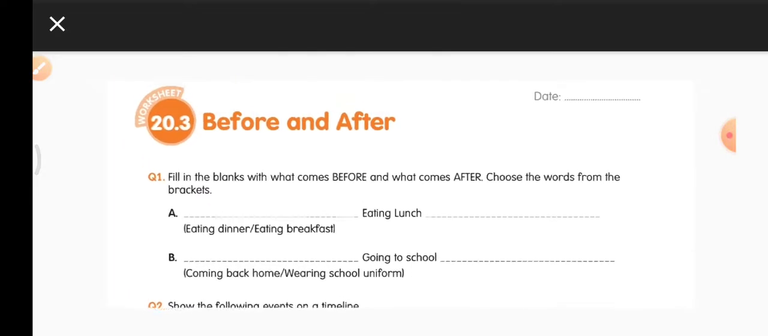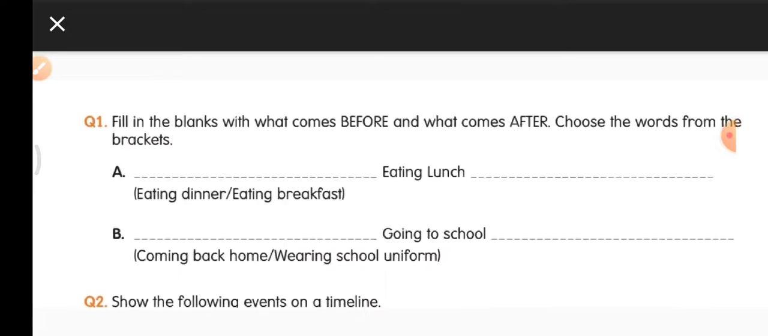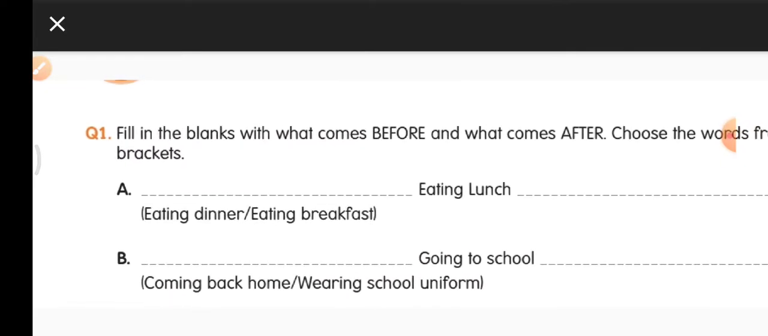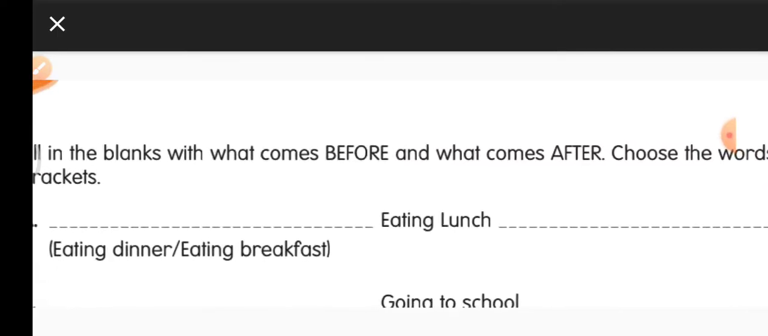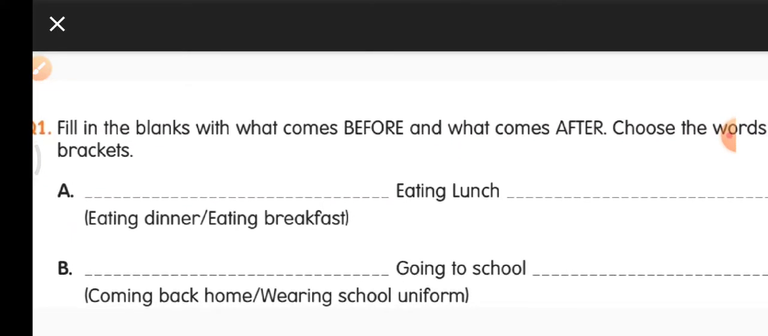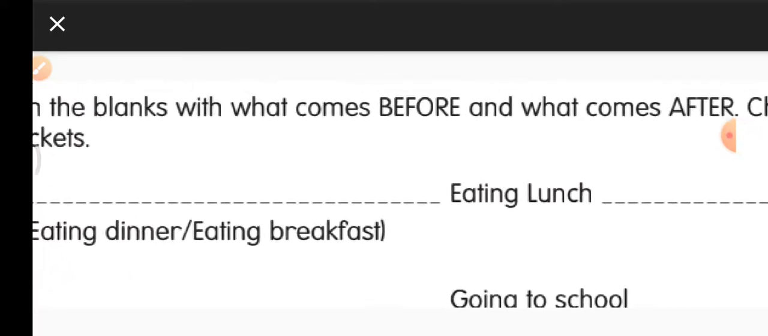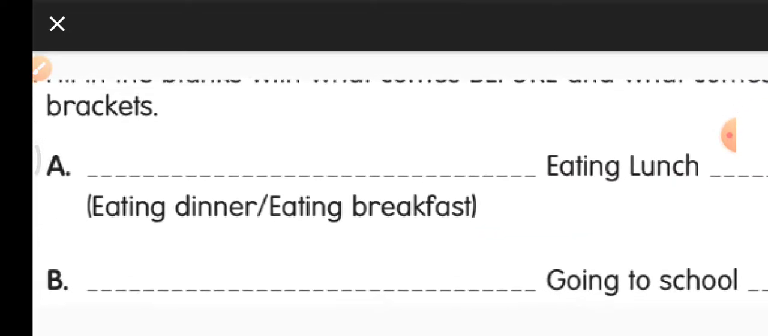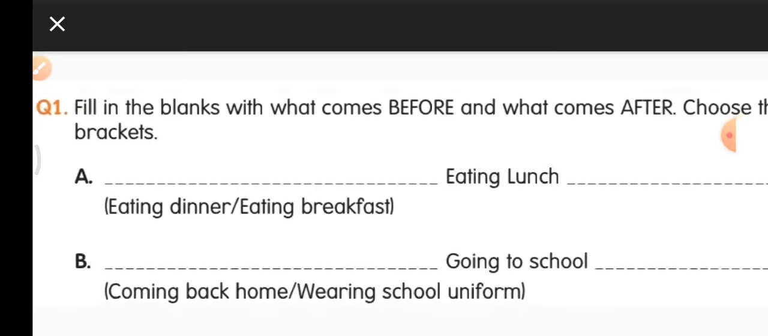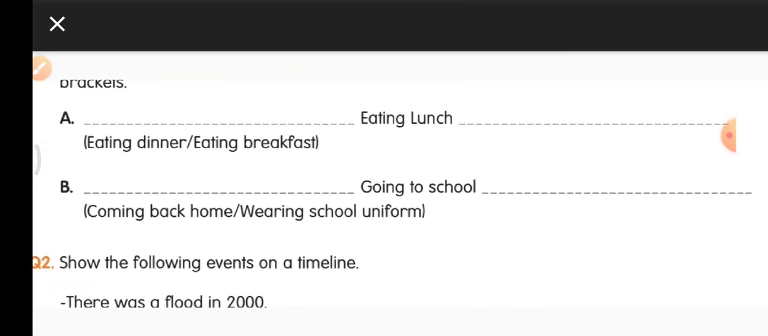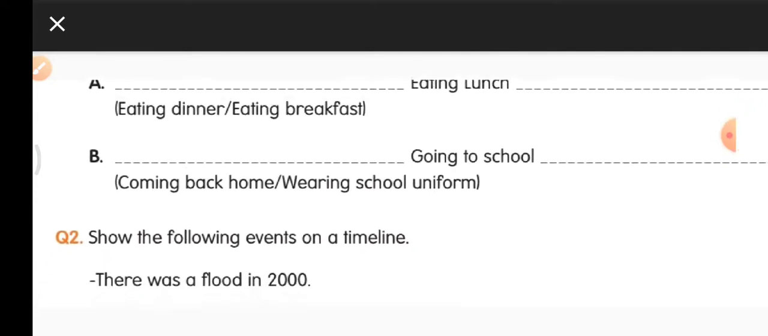So it's a very easy exercise. Fill in the blanks with before and after, events which come before and after the given point. Eating lunch is taken as a point. Before eating lunch, eating breakfast comes first. So all of you write eating breakfast in the first blank, then eating lunch, and then comes eating dinner. Then in the second blank, going to school: before going to school, wearing school uniform, then after, coming back home.